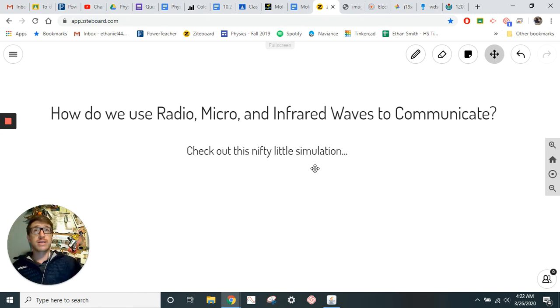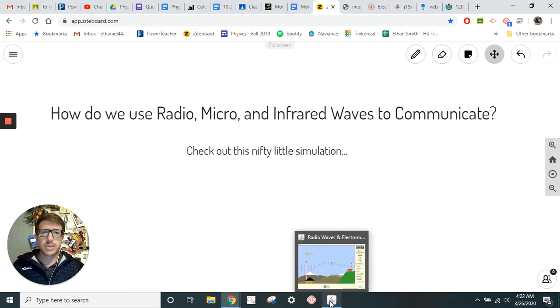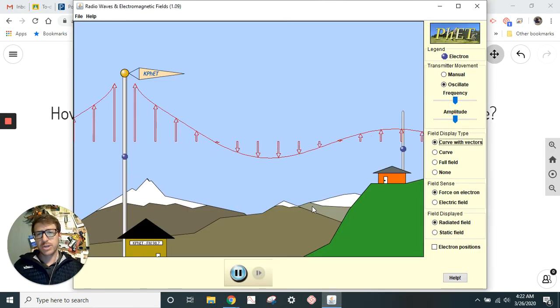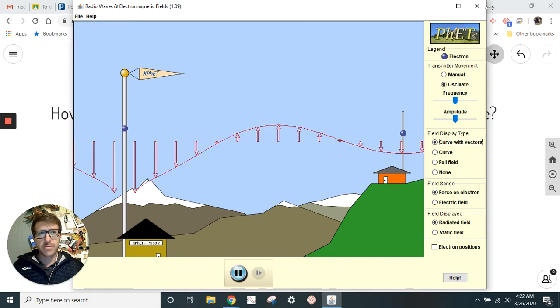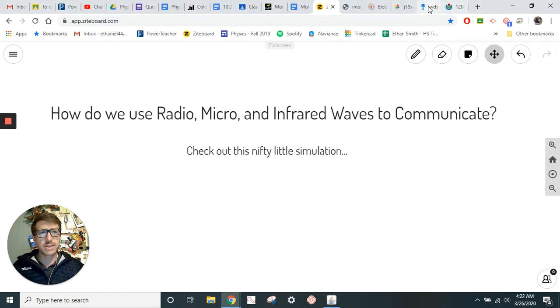So how do I get a TV signal? How do I get a cell phone signal? How do I get a radio signal? Well, I kind of went over this a little bit the other day, but I have this little simulation here, which shows a radio tower, or a TV tower.